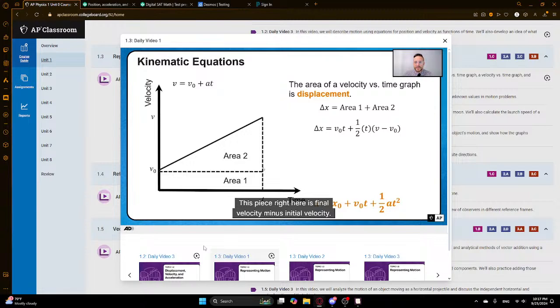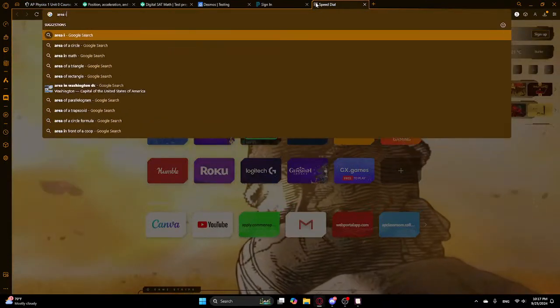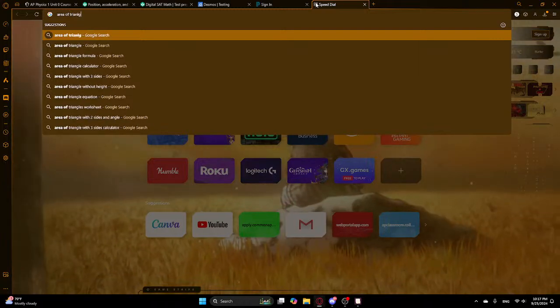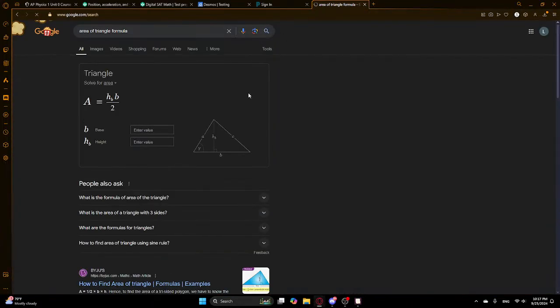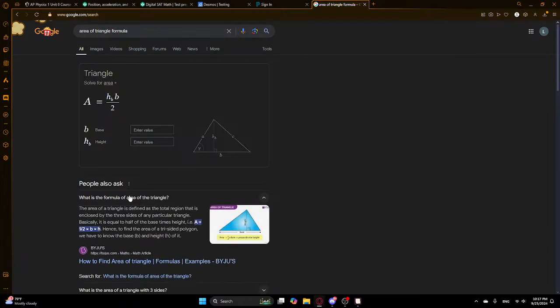So length times width for A1, and that's length times width. Area of a triangle, the triangle formula. So this is not the formula, this is some BS. Base times height. What is HB? Thank you. 1/2 base times height.